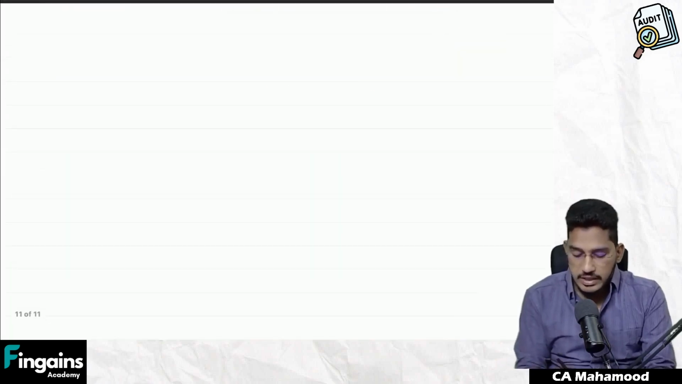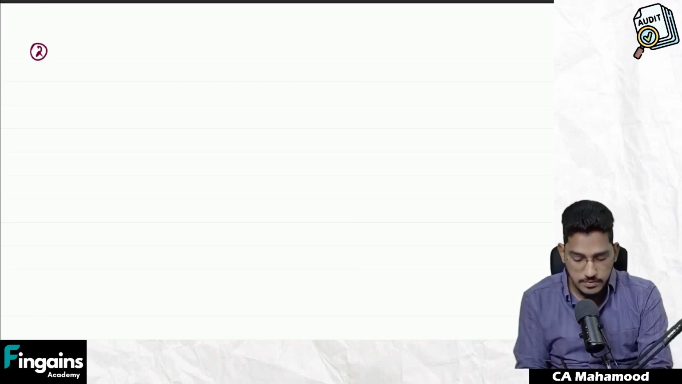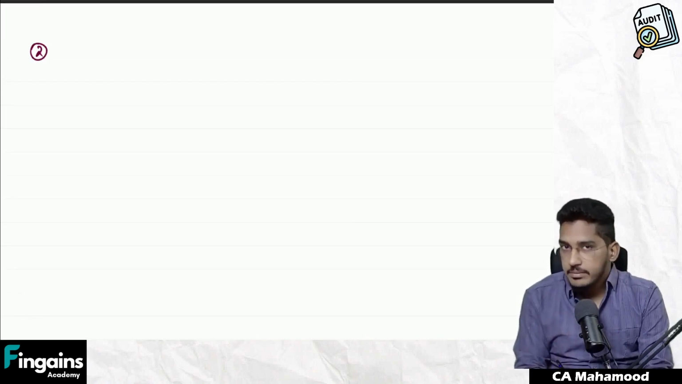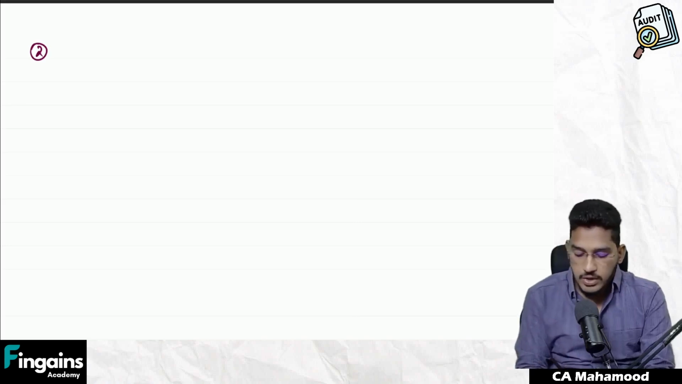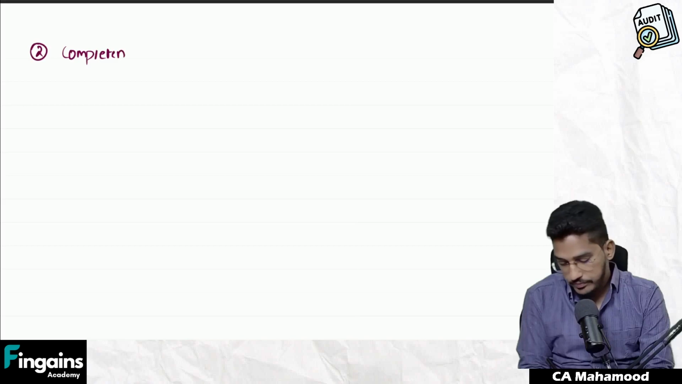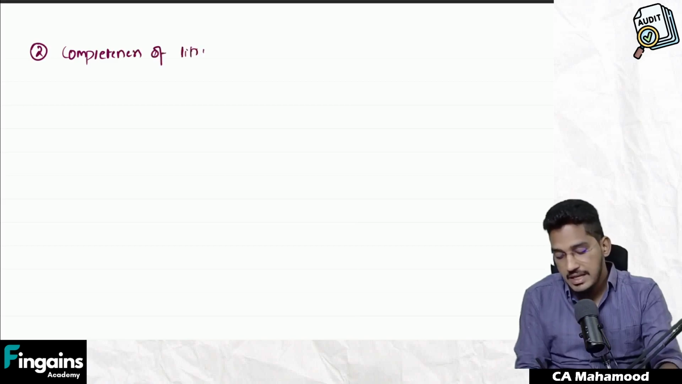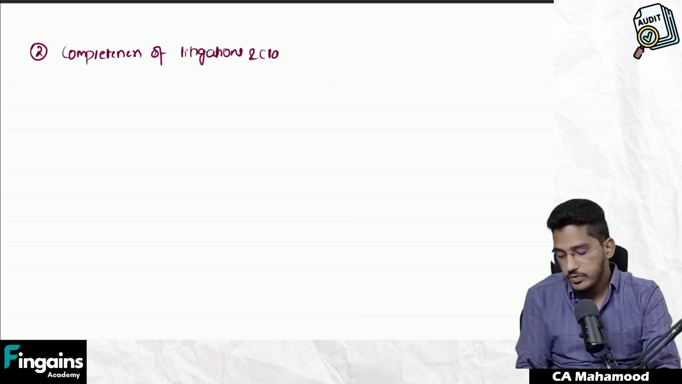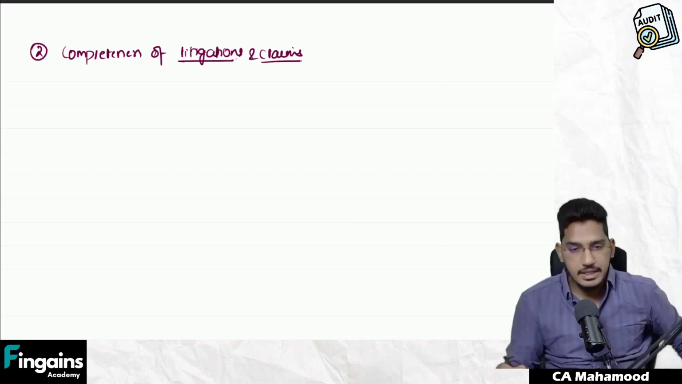Let us proceed ahead and understand the second item regarding which this standard is giving guidance. So what is the second item? To obtain audit evidence regarding completeness of litigations and claims.